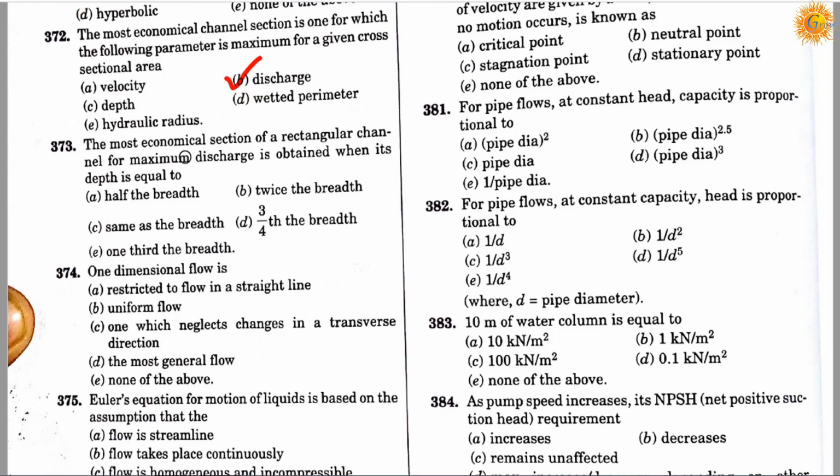Question number 373. The most economical section of a rectangular channel for maximum discharge is obtained when its depth is equal to: option A, half the breadth; option B, twice the breadth; option C, same as the breadth; option D, 3/4 the breadth; option E, 1/3 of the breadth. So correct answer is A. It will be half the breadth.